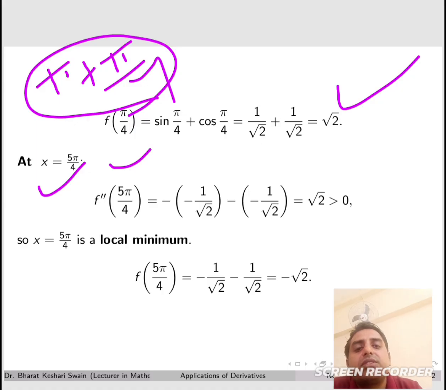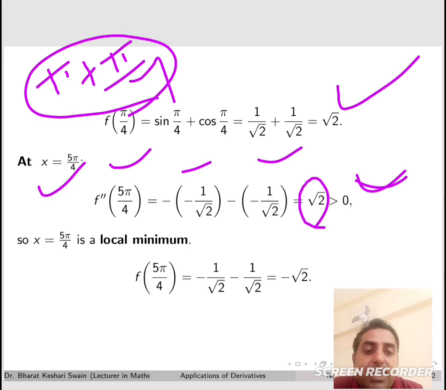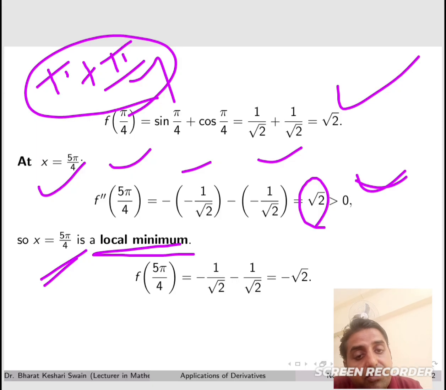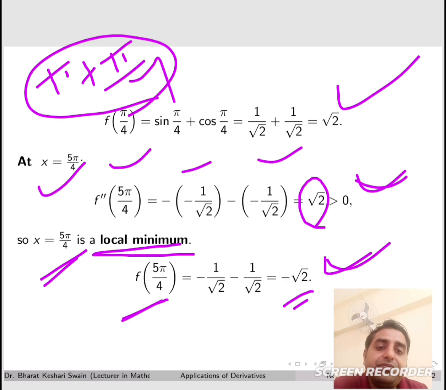So it is minus of minus 1 by root 2 and minus of again minus 1 by root 2, and solve for this, and it will be root 2, which is greater than 0. And if it is greater than 0, then we have a local minimum at that point. So this is the extreme point, that is, the minimum point. And what is the minimum value? Just put 5 pi by 4 in x in f. So find the value of f at 5 pi by 4. So minus root 2 is the minimum value.